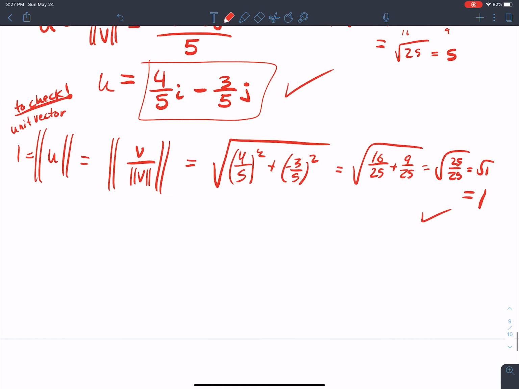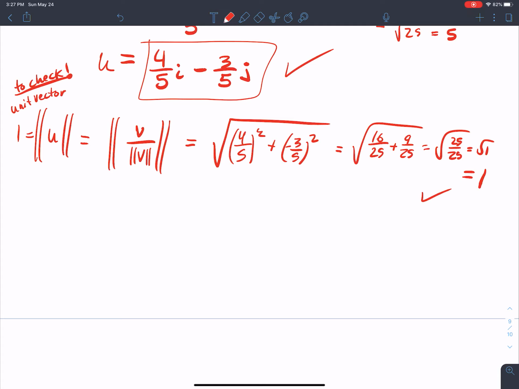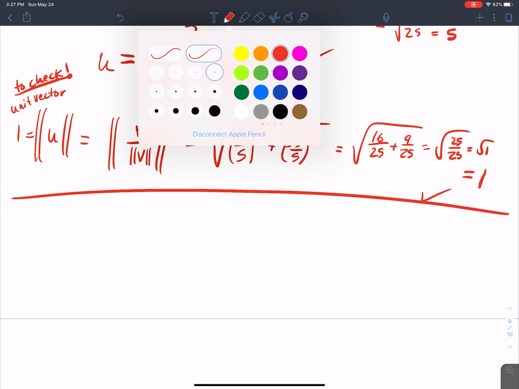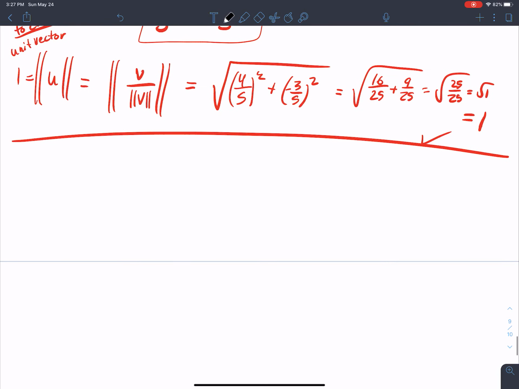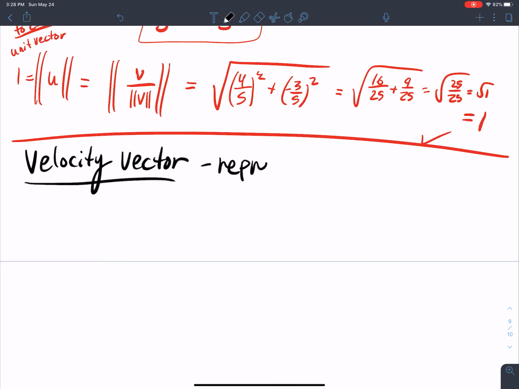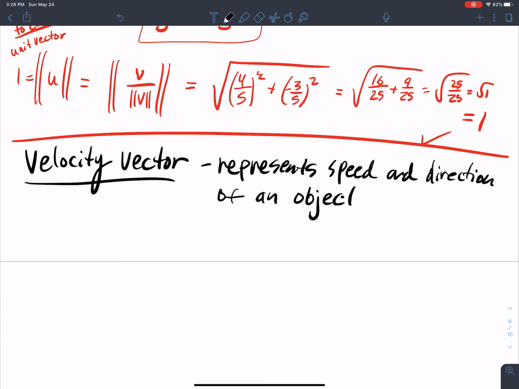All right, so find a vector from its direction and magnitude. Okay, so how to find a vector from its direction and magnitude. If a vector represents the speed and the direction of an object, it is called the velocity vector. Okay? It represents speed and direction of an object. Okay?